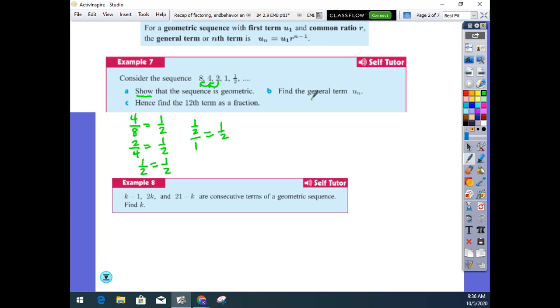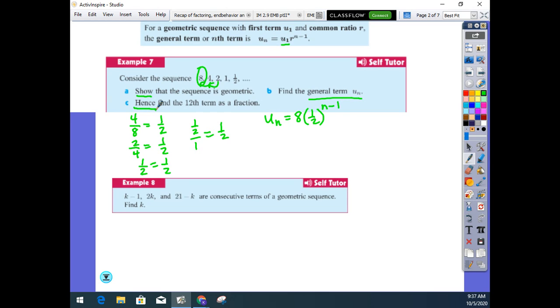So I can use that to find my general term. U sub n will find every term in the sequence. So I always need my first number. I always begin with u sub 1 times, what am I multiplying by? My common ratio is 1/2 to the n minus 1.